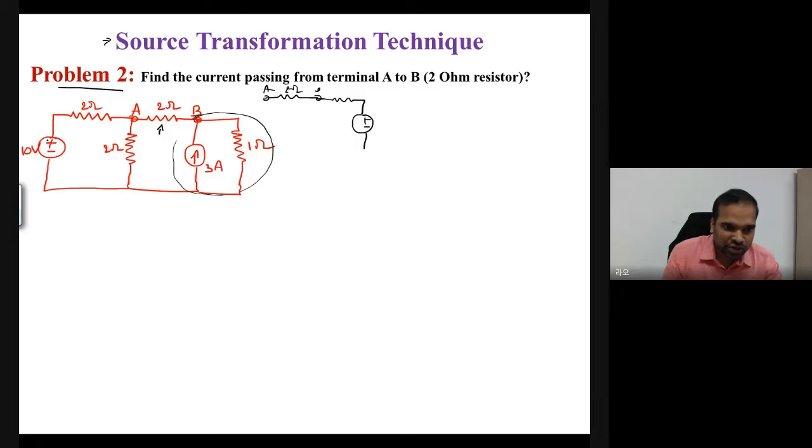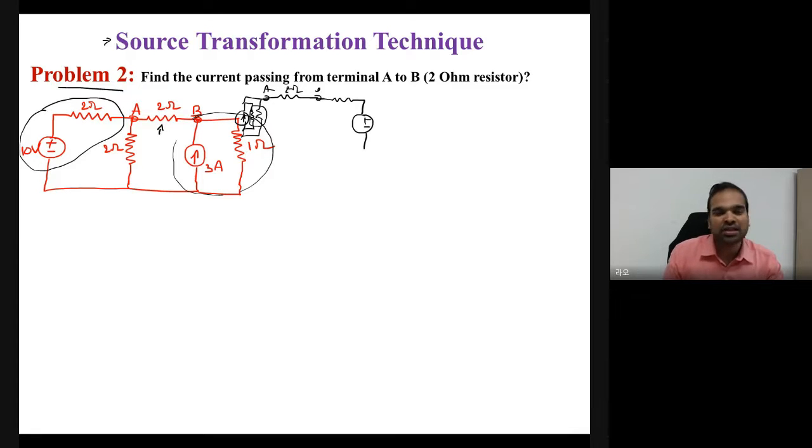Now when you come to here, this is a voltage source connected in series with the 2 ohm resistor. If I transform it, I will get a current source with one resistor connected in parallel with it, and this is the resultant circuit. Now you have another resistor like this. Now you have two resistors that are connected in parallel.